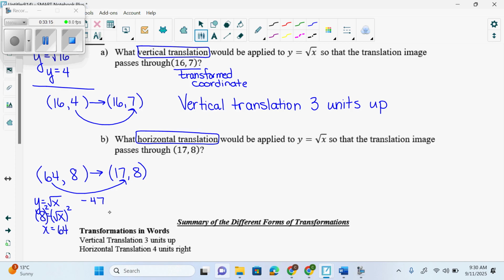So we have a horizontal translation. 47 units what?